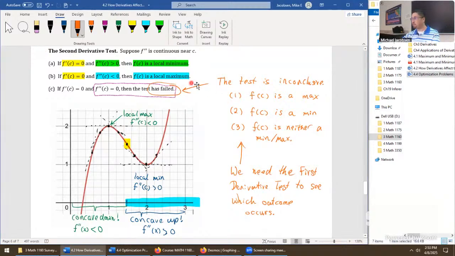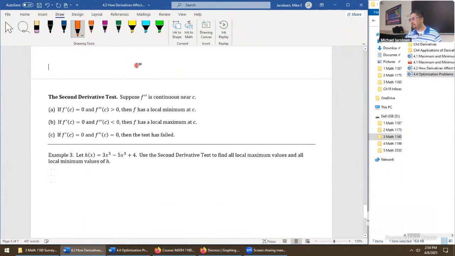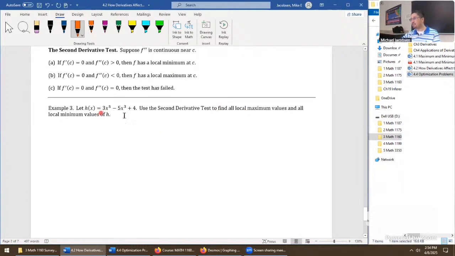So here's our last problem for the notes in 4.2. Here's the second derivative test, just restated for extra clarity. And we'll practice it on this function here, 3x⁵ minus 5x³ plus 4. It says use the second derivative test to find all local maximum values and all local minimum values. There will be a case where the test actually fails on this problem, but it's okay to just state that as a statement. We don't have to do anything further on this problem. If the instruction just said use the second derivative test, we'll do our best we can with it.